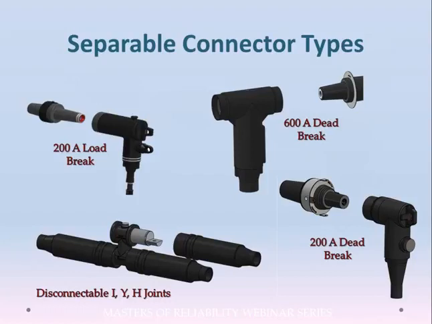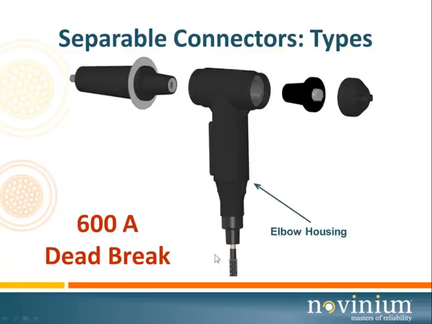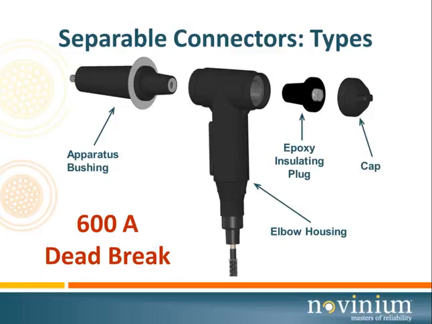Now let's look at these in a bit more detail. The 200 amp load break or dead break system consists of an elbow housing, an insert, and a bushing well. The 600 amp dead break or T-bodies consist of, again, an elbow housing, and here you can see the cable adapter, which I don't call out in this particular screen. We have the apparatus bushing, and finally an epoxy insulating plug and cap to close the whole connection together.